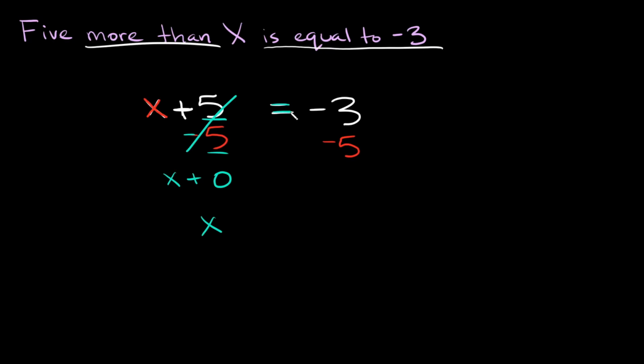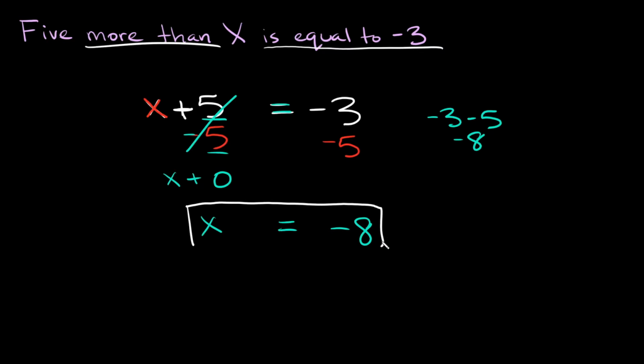And then that's going to be equal to -3 minus 5. Well, what is -3 minus 5? That simplifies to -8. So we came up with a solution. x is equal to -8. All right, let's try another one.